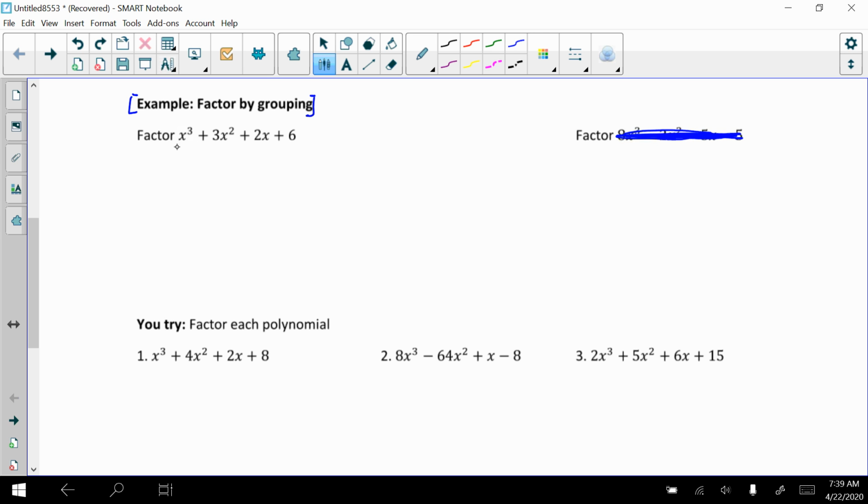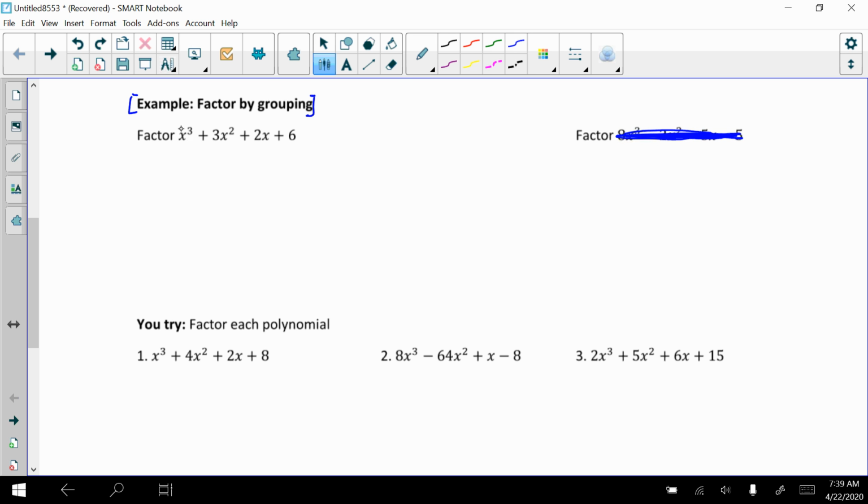If you have a polynomial with 4 parts, notice how this polynomial has 4 terms, we can do something called factoring by grouping, and we're going to have to use this skill later on when we factor more complicated polynomials. We're just going to focus on it in particular in this video. So let's say I want to factor this polynomial by grouping. There's a couple steps that I need to work my way through.